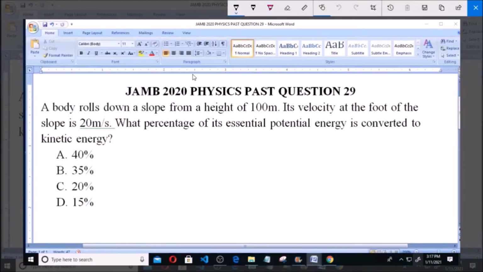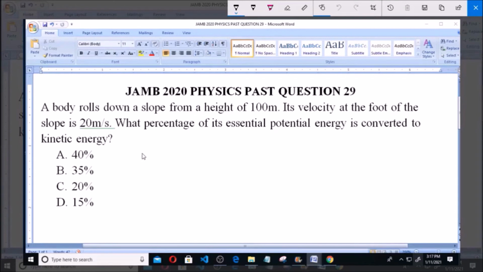I will be answering JAMB 2020 Physics Past Question 29. A body rolls down a slope from a height of 100 meters. Its velocity at the foot of the slope is 20 meters per second. What percentage of its potential energy is converted to kinetic energy? Now A says 40%, B 35%, C 20%, and D 15%.